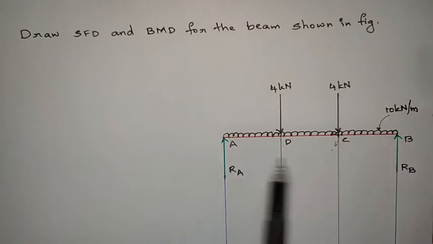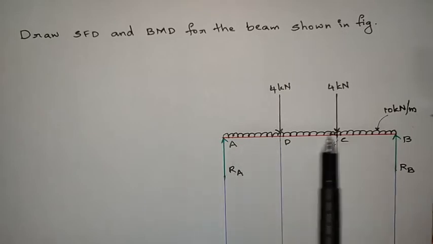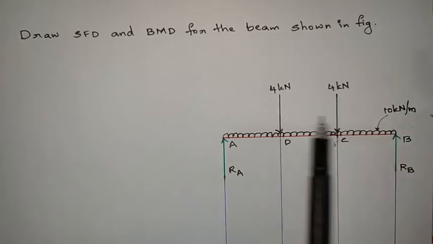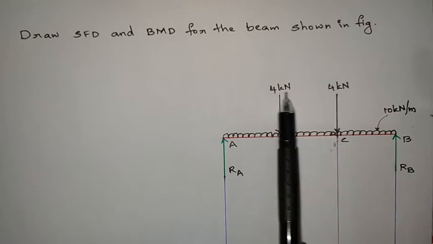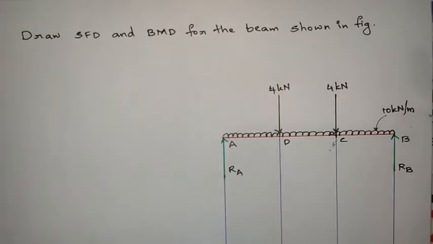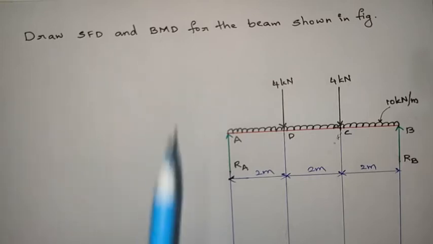Here is the figure given. Simply supported beam, two support reactions RA, RB, one UDL acting over the entire length, 10 kilonewton per meter, two point loads 4 kilonewtons, 4 kilonewtons, and the length of the beam 2 plus 2 plus 2, totally 6 meters is given to us. Now we need to draw SFD and BMD for the given problem.